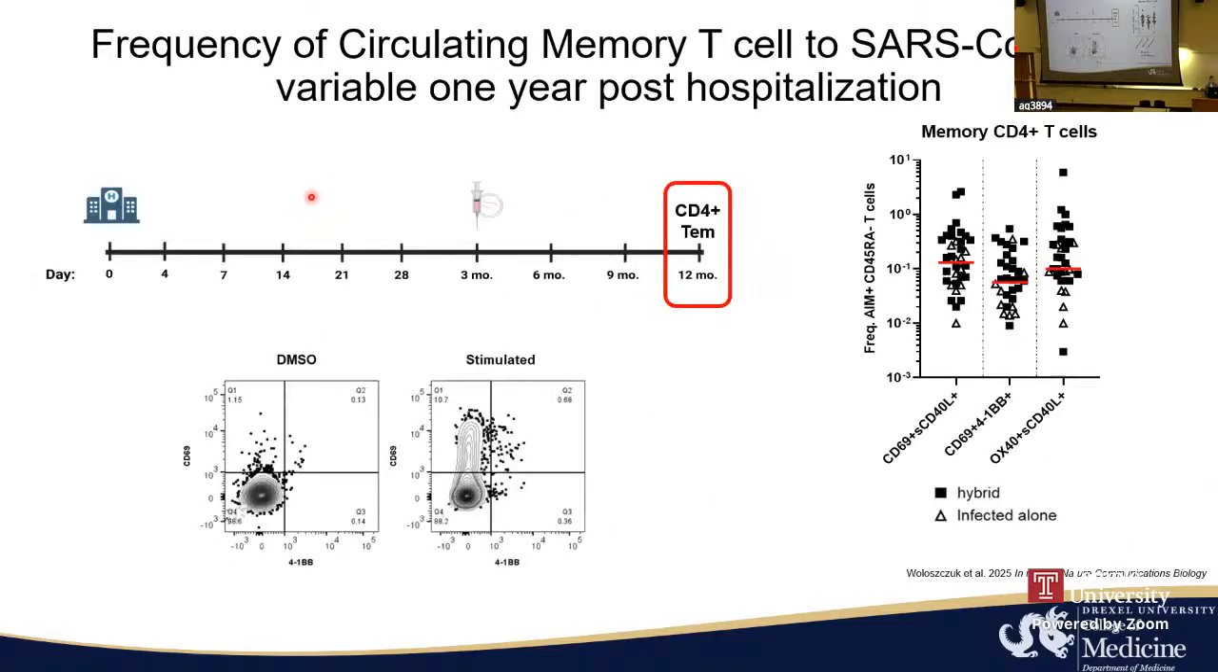Next, we also wanted to look at the frequencies of CD4 positive T effector memory cells. To do this, we used an AIM assay, in which we're just looking for upregulation of different surface cell receptors on these CD4 T cells. And once again, similar to what we saw for the memory B cells, you're not seeing a distinct differentiation between these participants. Some are high responders and some are low responders.